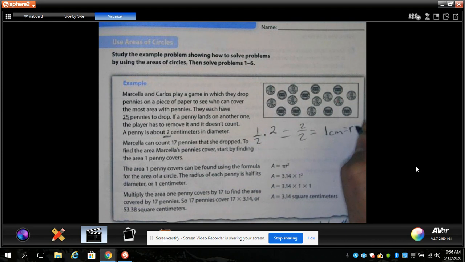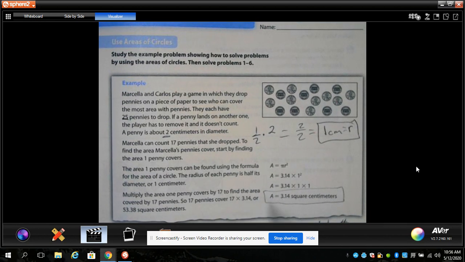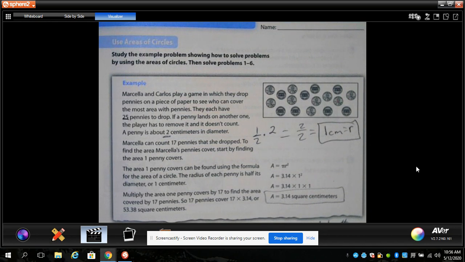And that is our radius right there. So that's where they're using the radius of 1. Radius of 1 makes it really easy because 1 squared is 1 times 1, which is 1, and 1 times 3.14 is 3.14. So the area of a penny is 3.14 square centimeters. And to remember, 3.14 cm squared is read square centimeters.